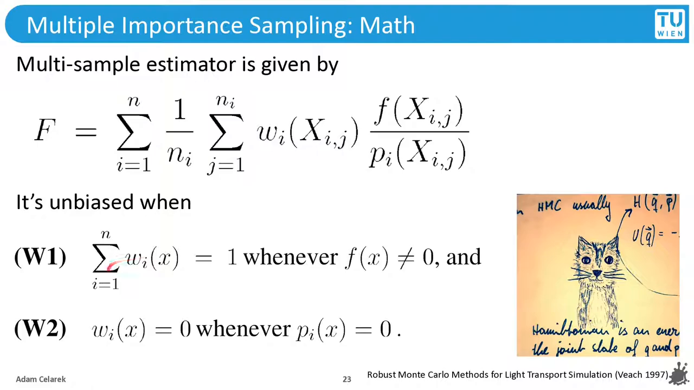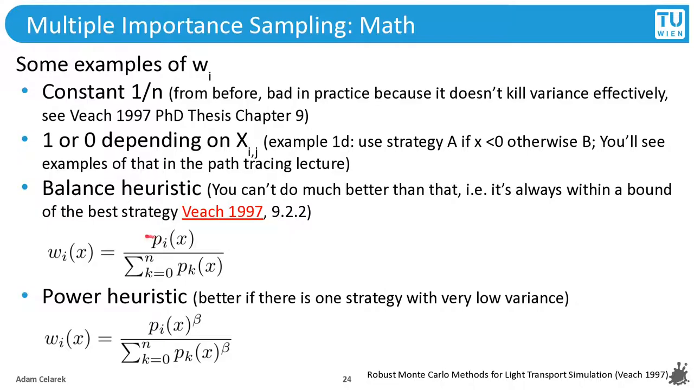This is clearly the case, because when you sum up all the weights for the different strategies, you will have the same sum as you have on the bottom, you will also have here on the top. And so this will produce one.